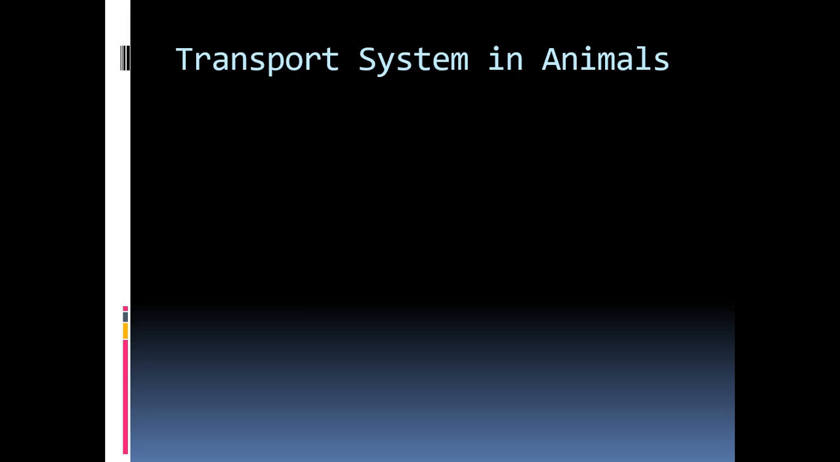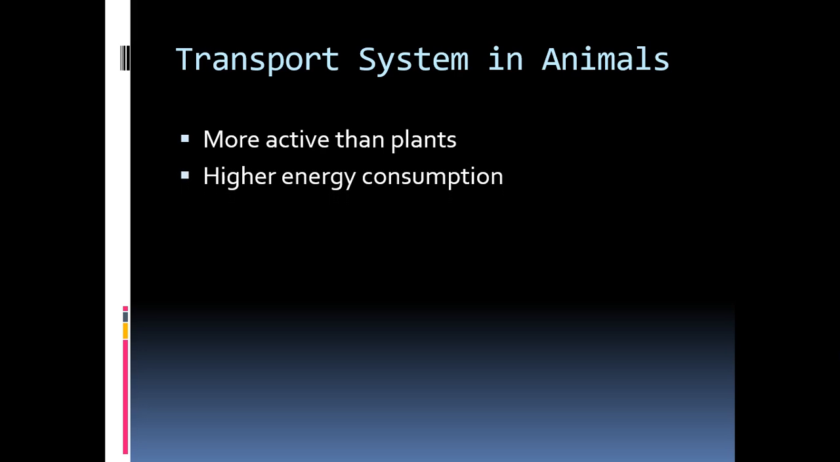So, why do you think that animals require a specific and extensive transport system? Unlike plants, the transport system in animals is not only extensive, they are quite complex as well. So the reason is, first of all, it is because animals are basically more active than plants. They rely on locomotion or movement to find food since they can't manufacture their own. And this is energy consuming. And therefore, animals have higher energy consumption compared to plants.